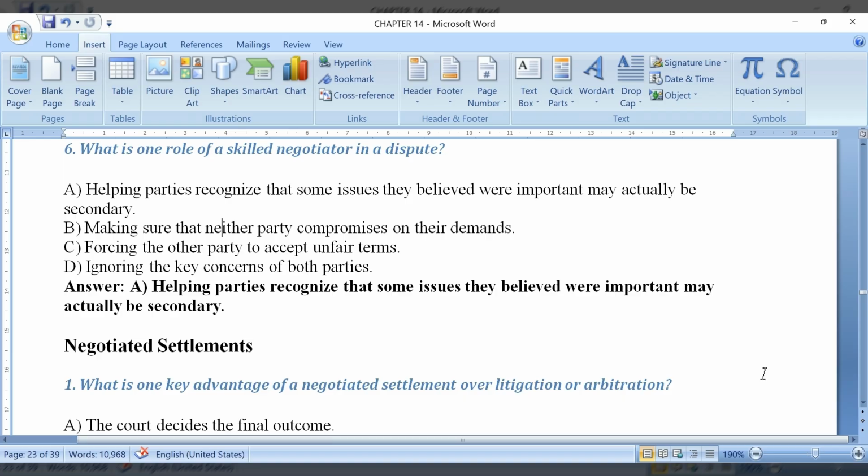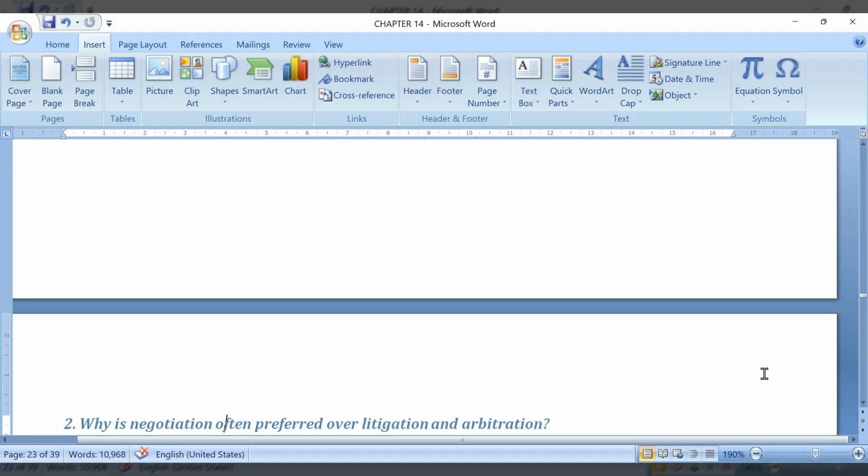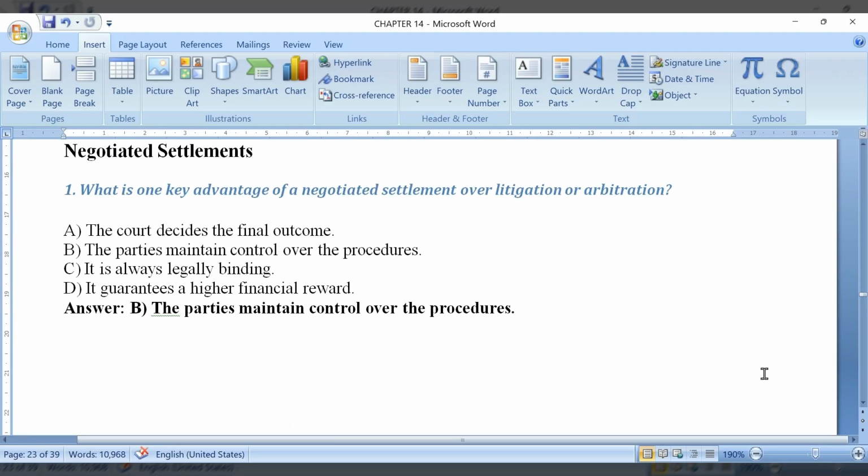Negotiated settlements. 1. What is one key advantage of a negotiated settlement over litigation or arbitration? A. The court decides the final outcome. B. The parties maintain control over the procedures. C. It is always legally binding. D. It guarantees a higher financial reward. Answer: B. The parties maintain control over the procedures.